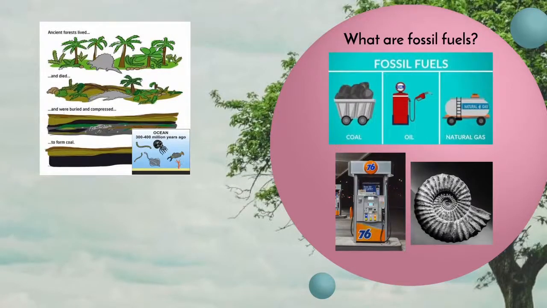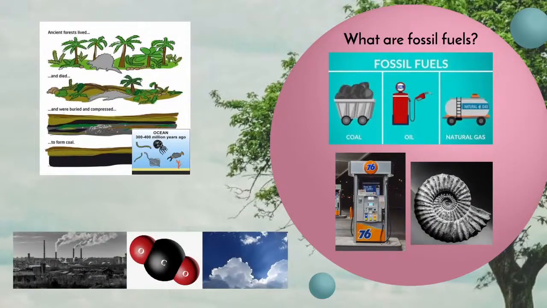So even though fossil fuels are a great source of energy, there's a big downside. When we burn them, we release all of these hundreds of millions of years of stored carbon back into the atmosphere as carbon dioxide.